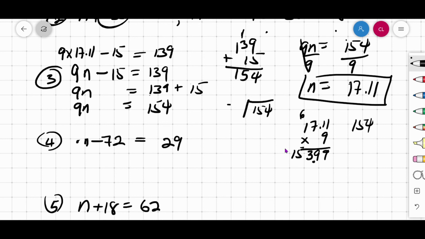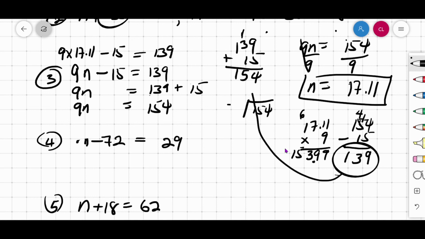Then if I take 15 from 154, 5 can't come from 4, so I'm going to take 1 here, leaving me with 4. Now 5 from 14 would leave me with what? 9. And then 1 from 4 would leave me with 3, and I bring down the 1, so 139. All right, so this answer is the same as that.